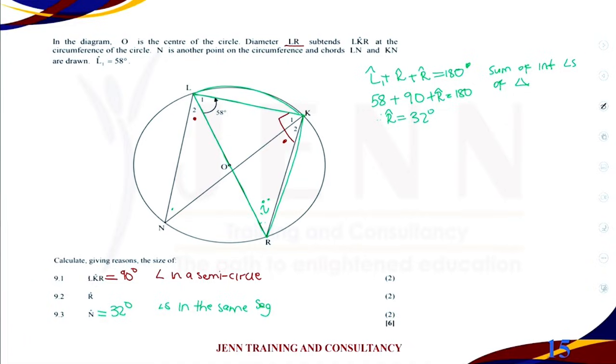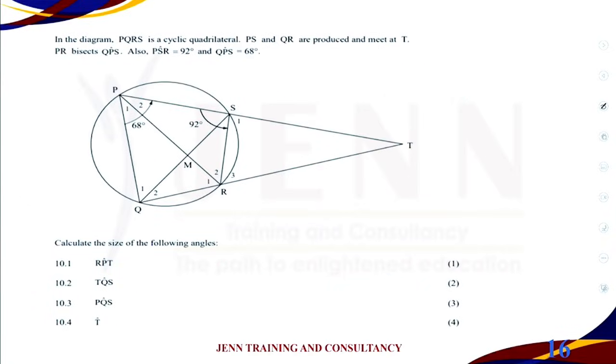Let us move on to our next question. Right, so this is also a numerical question. Whenever you are given the sizes of the angles, when you know that this angle is 68 degrees, you know that this type of question is what? These are your numerical questions. Yes. Now, in the diagram, PQRS is a cyclic quadrilateral.